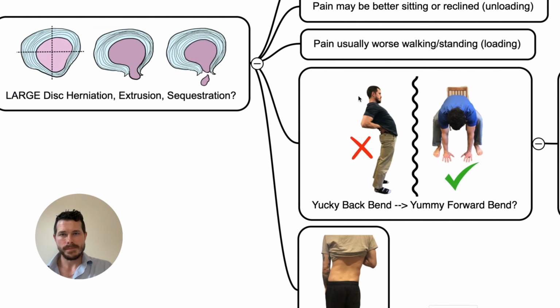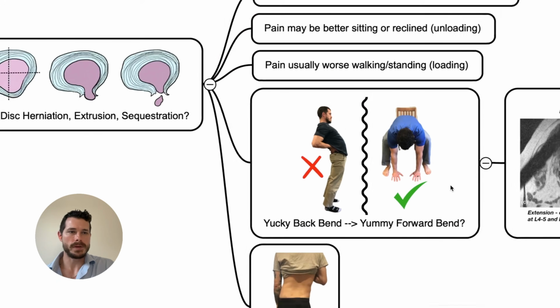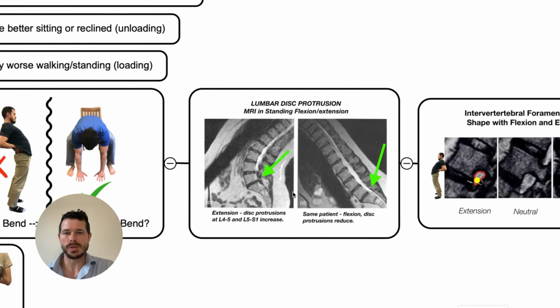Almost without a doubt, if you have a clear yucky back bend, just a back bend center, and you do have a disc problem, it's probably larger and within the realm of one of these. Contrary to what a lot of people believe, back bending can make many discs worse, and bending forward can make many of them better, right? This is why we don't treat the picture, we treat you as a person.